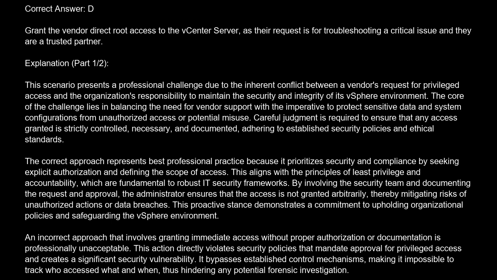The correct approach represents best professional practice because it prioritizes security and compliance by seeking explicit authorization and defining the scope of access. This aligns with the principles of least privilege and accountability, which are fundamental to robust IT security frameworks. By involving the security team and documenting the request and approval, the administrator ensures that the access is not granted arbitrarily, thereby mitigating risks of unauthorized actions or data breaches. This proactive stance demonstrates a commitment to upholding organizational policies and safeguarding the vSphere environment.